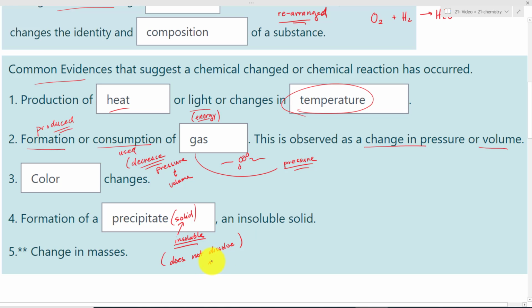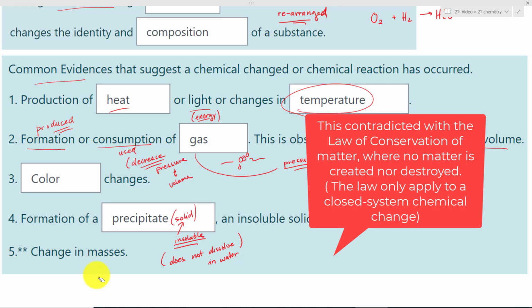And this is usually in water, okay? In water. Now, another common evidence that we don't talk about is the change in mass. Basically, if there is a decrease in mass or an increase in mass, this is good evidence that a chemical reaction has occurred.